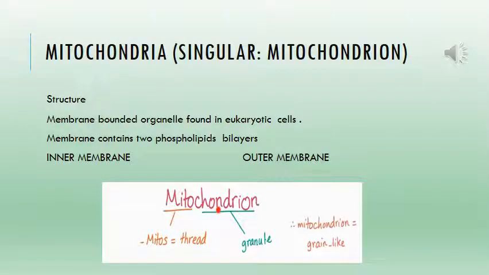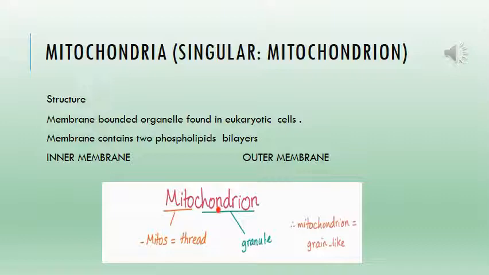Now we come to the mitochondria. It is known as the powerhouse of the cell. Mitos means thread-like, and chondrion is a granule-like or grain-like structure. So they are organelles that you can say act like a digestive system.